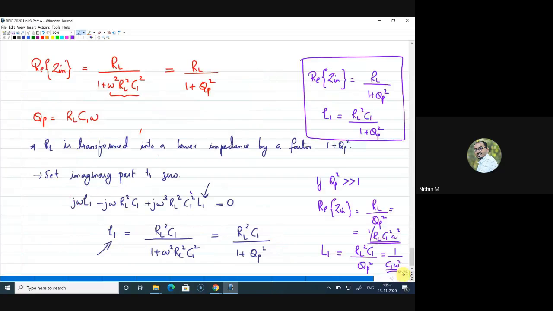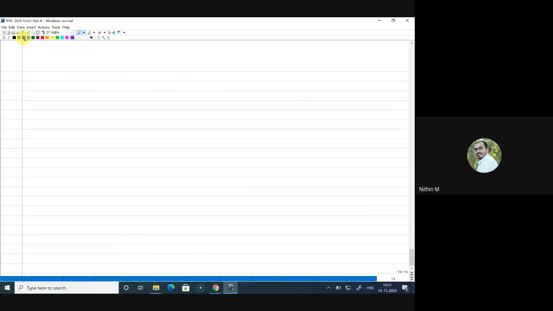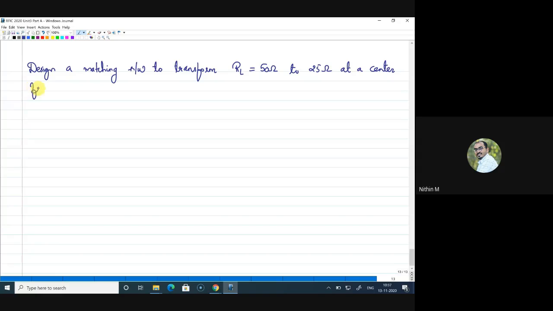This is called an L match, used to transform an impedance from a higher value to a lower value. Let me explain this with a simple example, with one question. Design a matching network to transform impedance RL, which is 50 ohms, to a 25 ohm impedance at a center frequency of 5 gigahertz.